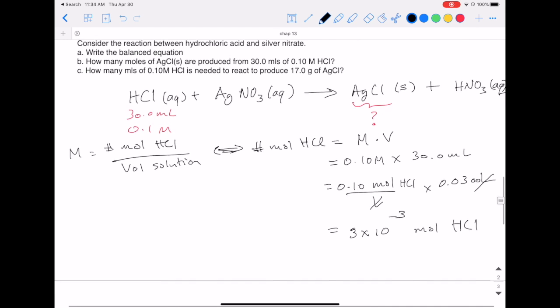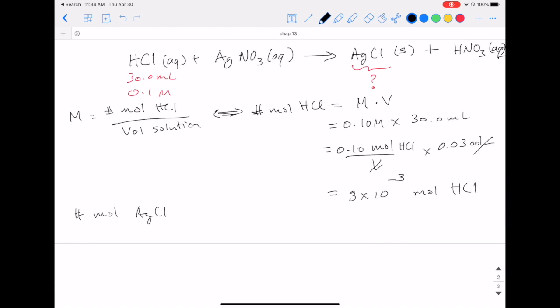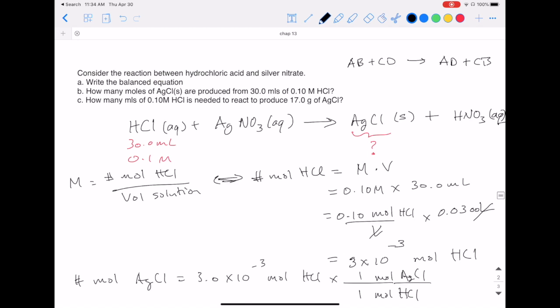The last question is the number of moles of AgCl would just be the number of moles of HCl times the usual mole to mole ratio between AgCl and HCl. From the balanced equation, we have 1 to 1. So it ends up being 3.0 times 10 to the minus 3 moles of AgCl. Let me take a look at the last question.